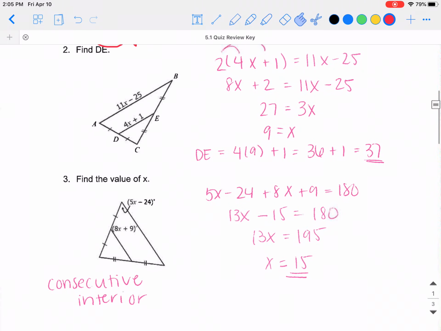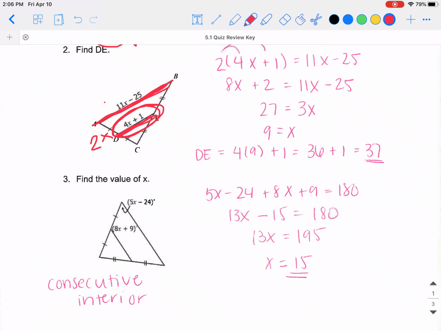For number 2, we're asked to find DE. We're still talking about the midsegments, and we're given DE. The expression is 4x plus 1. AB is 11x minus 25. Our midsegment, which is inside of the triangle, we know is half of the opposite side. So to create an equation where these expressions are equal, we have to do 2 times this little segment to get to this larger segment.